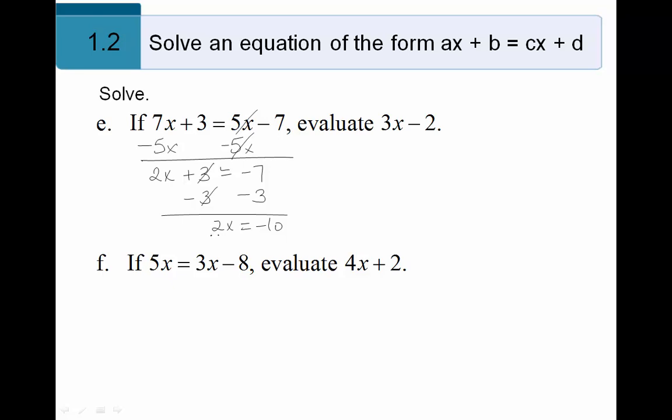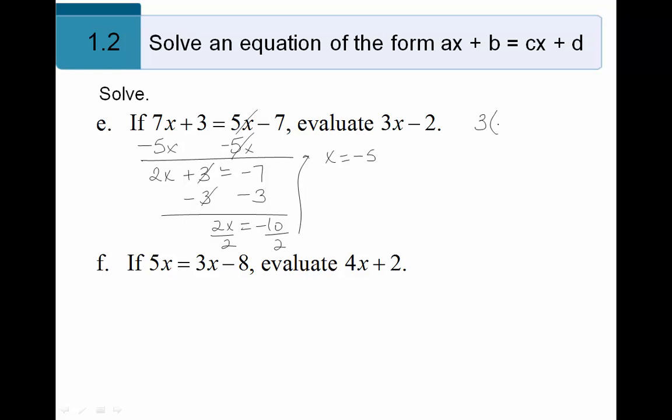The fourth step is to remove the coefficient. So we'll divide both sides by 2, and that gives us x equals negative 5. Now that we know the value of x, specifically negative 5, we can evaluate the variable expression 3x minus 2. And to evaluate a variable expression, we simply plug in the value negative 5 for x.